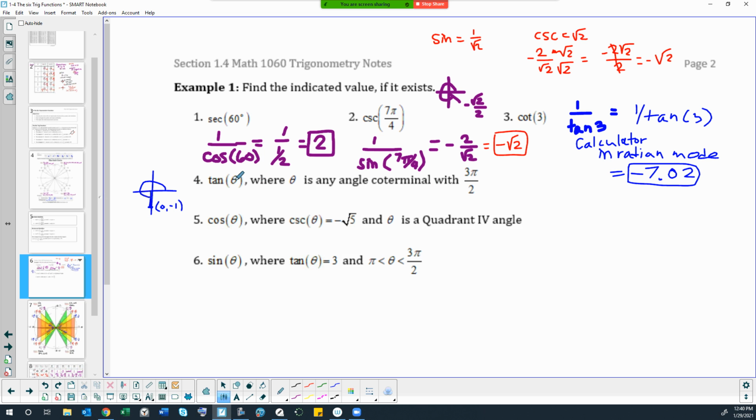So just keeping that coterminal thing in mind, that you're going to have the same answers for sine, cosine, tangent, and everything else if it's coterminal.